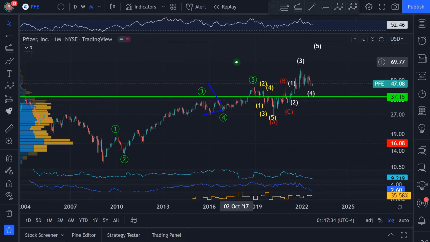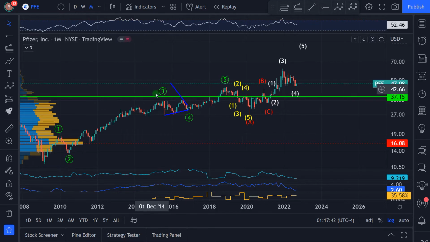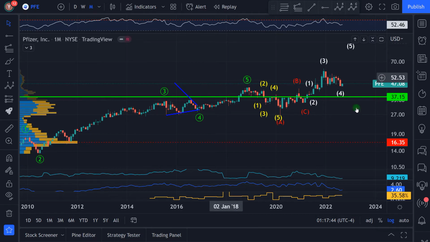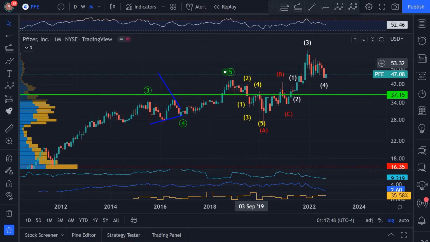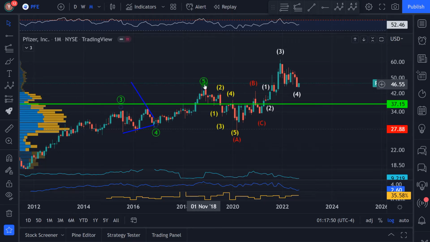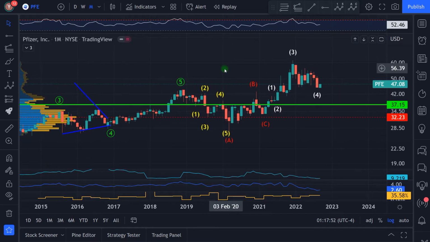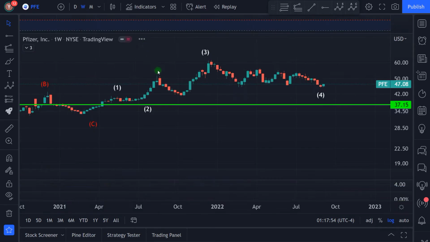In my mind, here we had the impulse, it was the first wave, then the correction, the second, then the third, the biggest, the largest wave in the impulse, then a triangle, this was the fourth wave, and the finishing fifth wave, it was the end of the impulse. After this, from 2018, in my mind we had a correction. Let's move to the weekly chart.